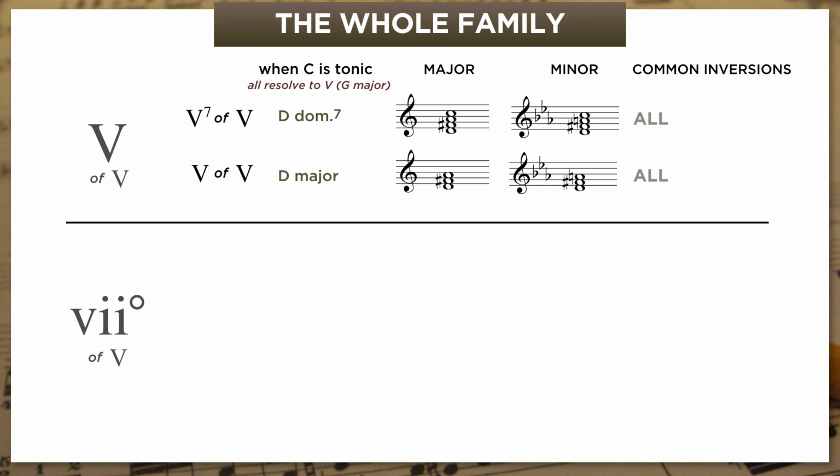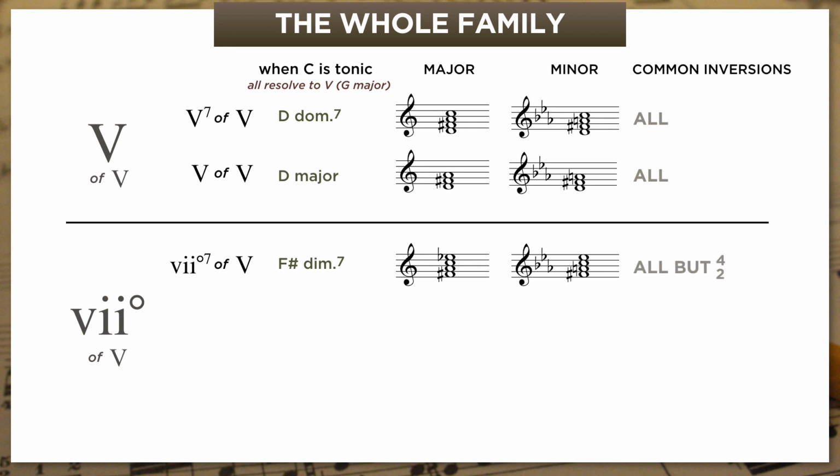And speaking of crunch, one of the most dissonant applied chords is 7 diminished 7 of 5. If we're in C, this is going to be an F sharp fully diminished seventh chord, one whose root is raised scale degree 4. And it's very common in both C major and C minor in all of its inversions except 4-2 position. Then there's the triadic version of that chord, 7 diminished of 5, which in C would be F sharp diminished. That one appears mainly in first inversion.